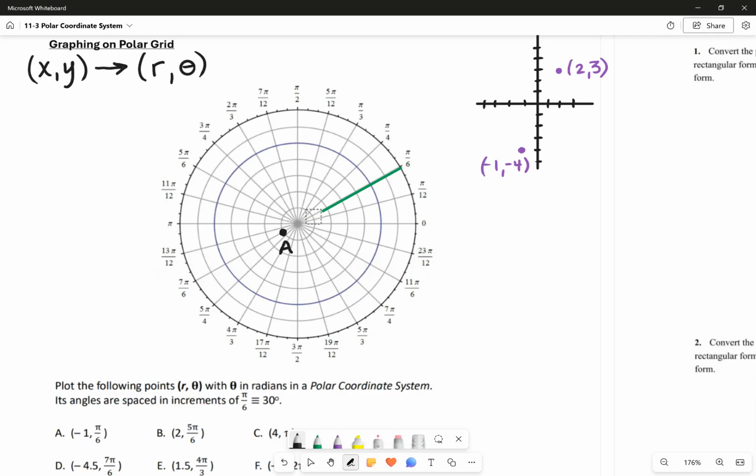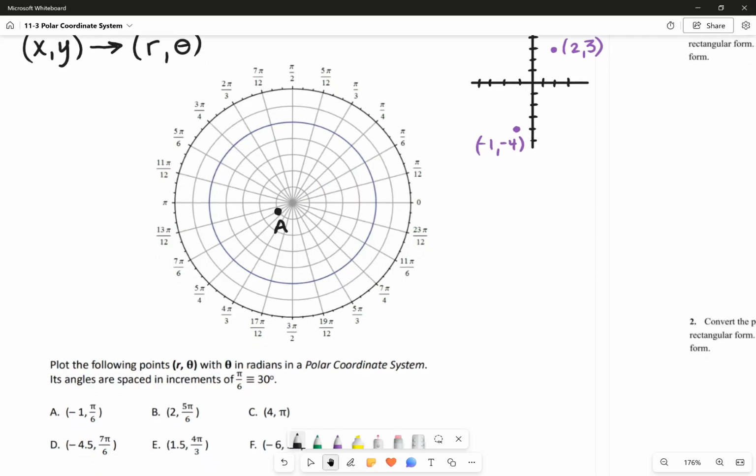So let's try another one. Even if you're a little confused on that, don't worry. Let's move on to another one. B is (2, 5.6). So let's go to 5.6. When we rotate from here towards 5.6, we land at a terminal side right here. Here's my 5.6.